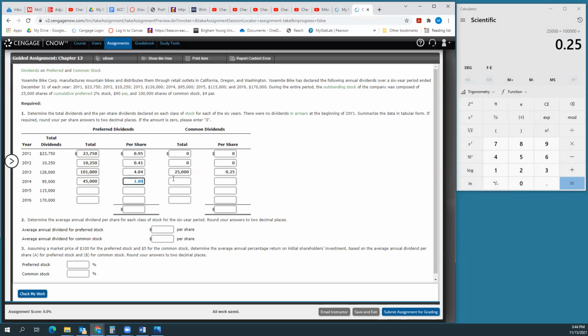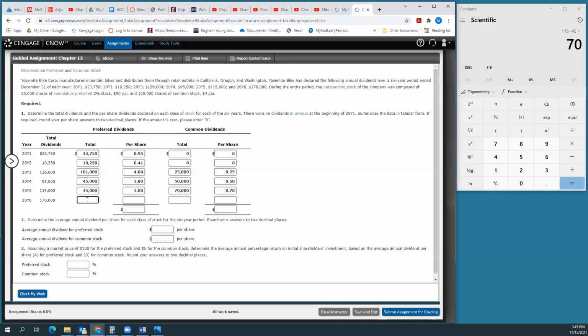And then anything left over, 50,000 in this case, which is 95,000 minus 45,000, will go to the common shareholders. If we divide that by 100,000 shares, we get 50 cents per share. This next year, we'll pay our 45,000 minimum. That's $1.80 per share. Anything left over, so 115,000 minus 45,000, $70,000 to the common shareholders. Divide that by 100,000 shares, get 70 cents.